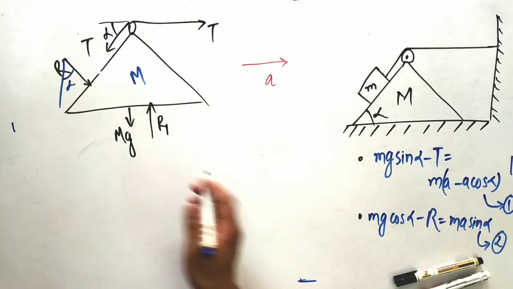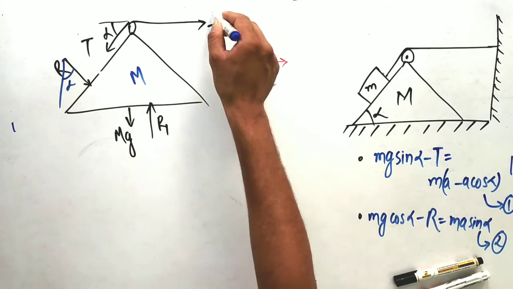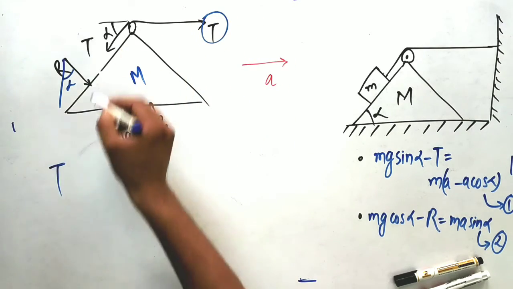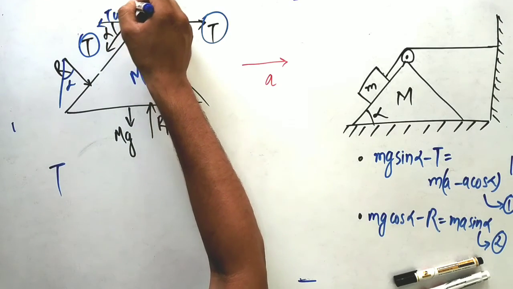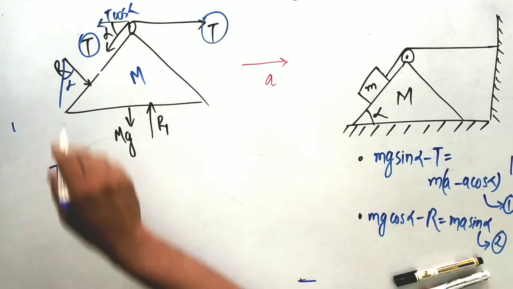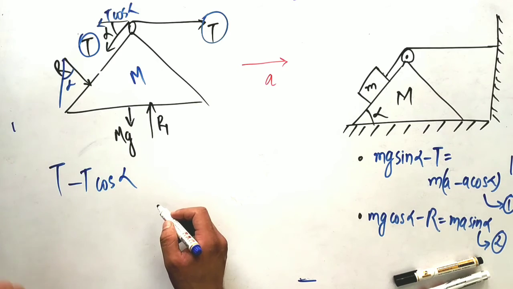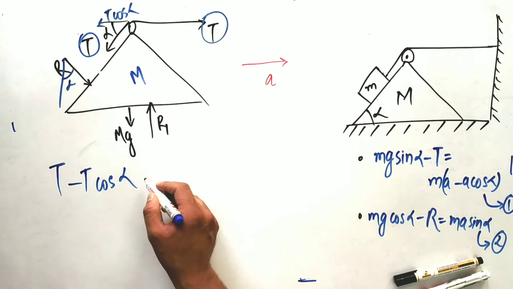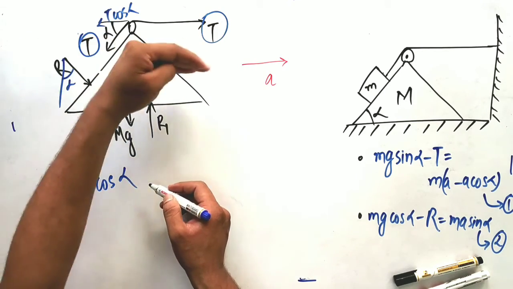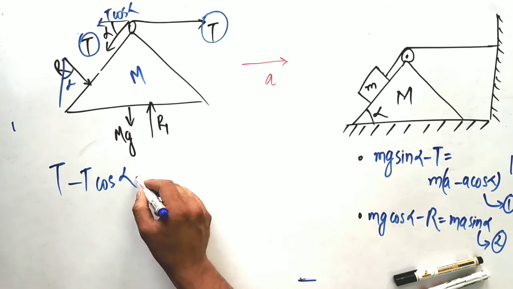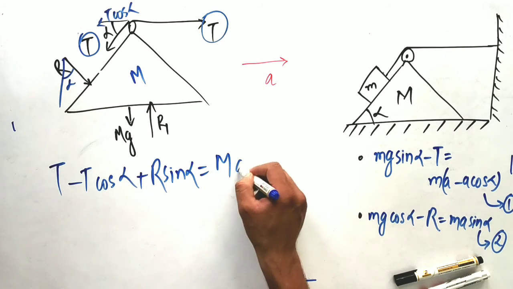We'll write the equation for the motion of this body in this direction. The responsible forces are T. T can be broken into T cos alpha and T sin alpha. We'll use the T cos alpha, which is in the opposite direction. Also, R can be broken into R cos alpha downwards and R sin alpha that way. We'll use that component R sin alpha equal to MA.